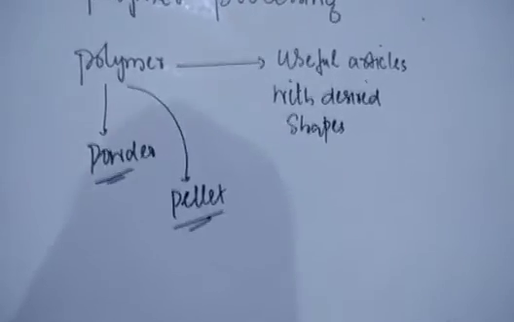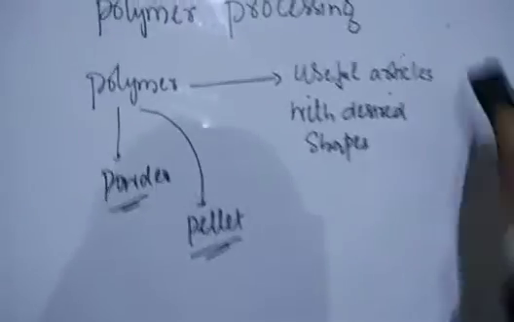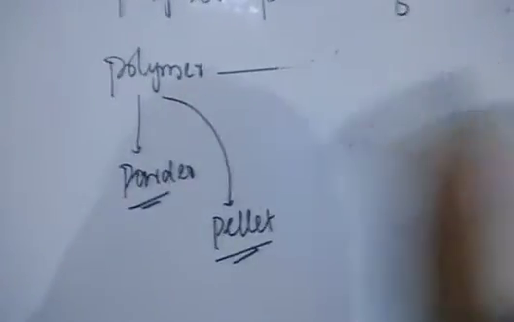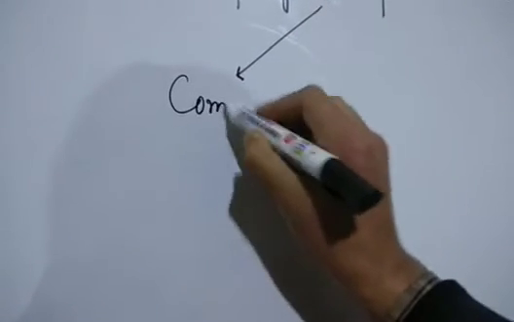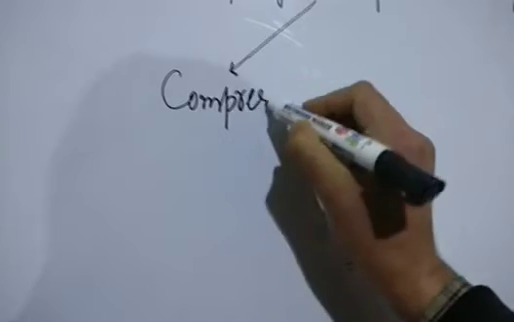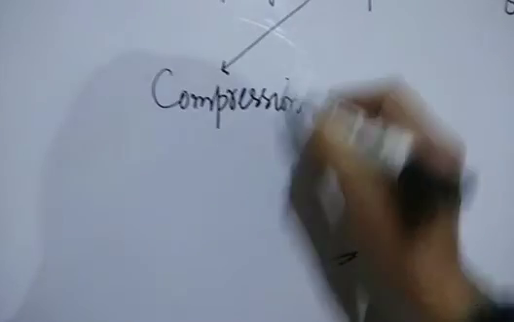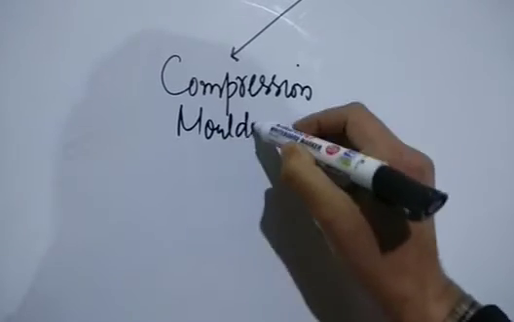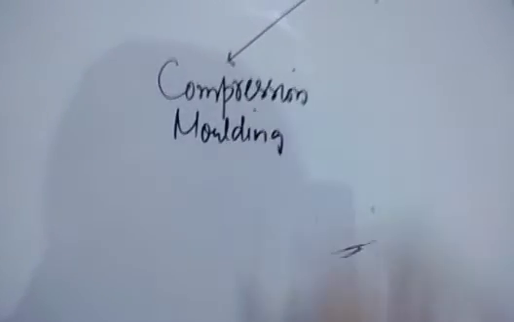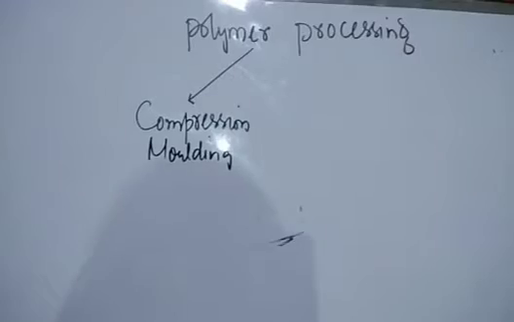So there are many methods. What I will do, I will briefly discuss here two important methods. दो main methods जो सबसे important हैं, I will try to focus there. Number one method is called compression molding. So that method is called the compression molding method. This is one method of polymer processing.